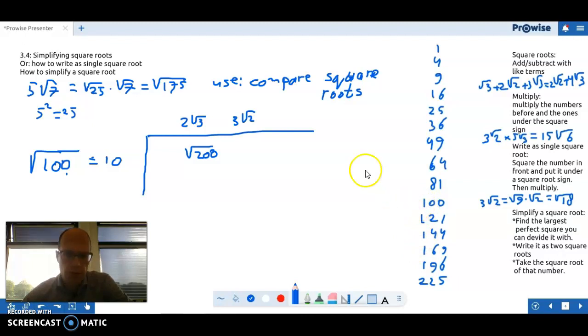It's the biggest one. So this is equal to the square root of 100 multiplied by the square root of 2. Now I've written it as two square roots. And the square root of 100 is 10, so we can simplify it. So it's 10 square root of 2. And now we have simplified it.